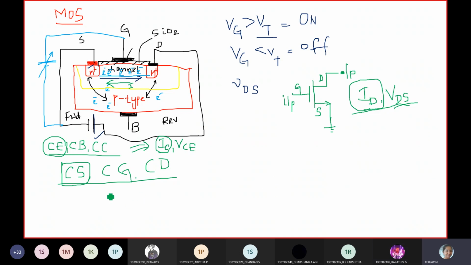Yes, ma'am. So common gate and common drain we'll study in the next module. I'll tell you how the derivation has to be done. Leave it now. For the biasing techniques in module 1, you should only know what is common source. Okay. So now, what is biasing?